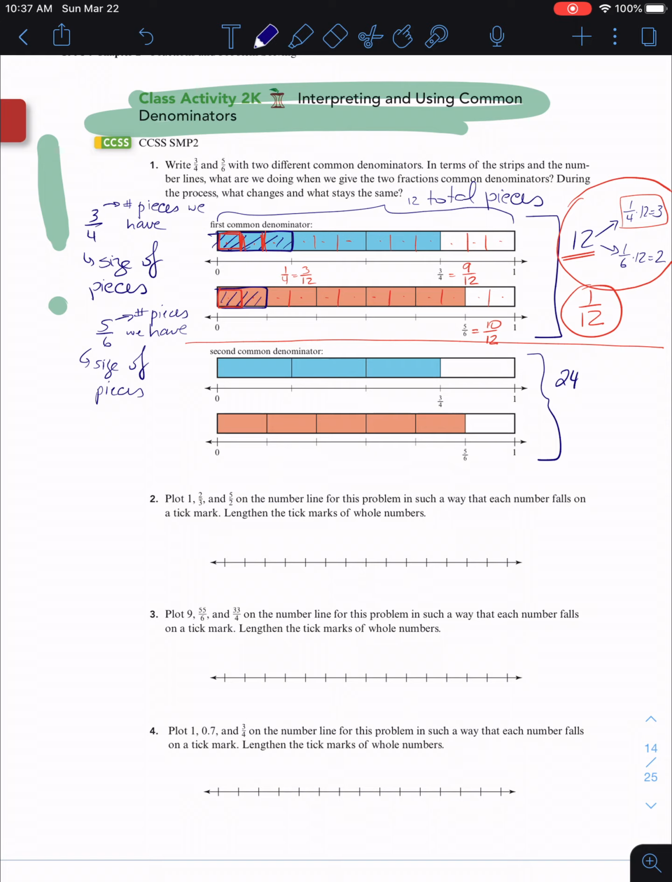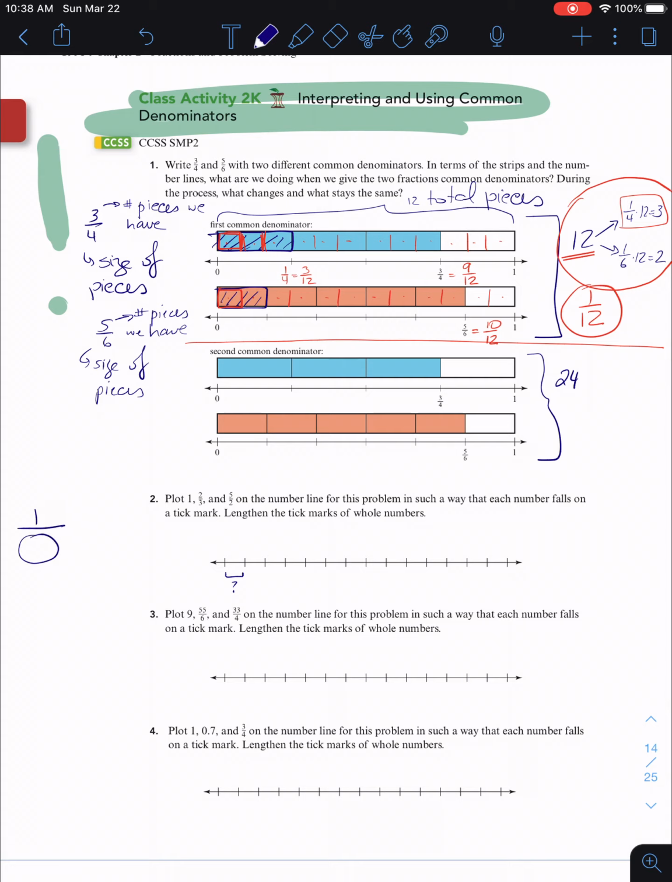Now, for number 2, we need to be able to plot 1 and 2/3 and 5/2 on the number line in such a way that we're using the tick marks. So in other words, first we need to define what is that wonderful little unit fraction that we can use to plot both 1 and thirds and halves. So what is that number?